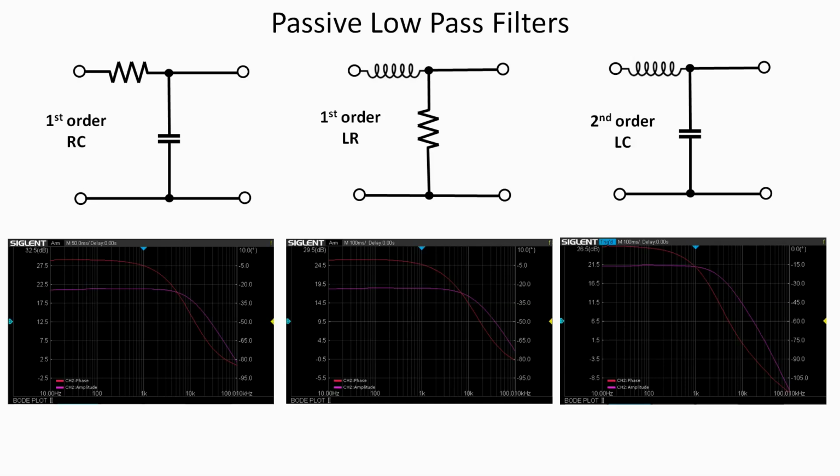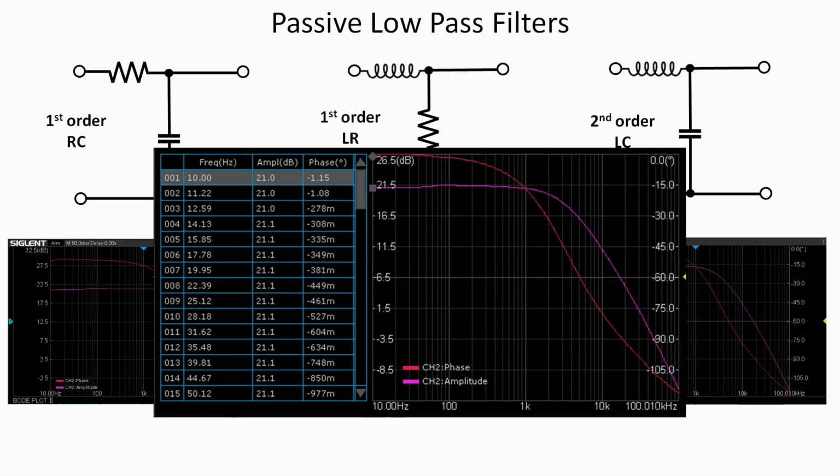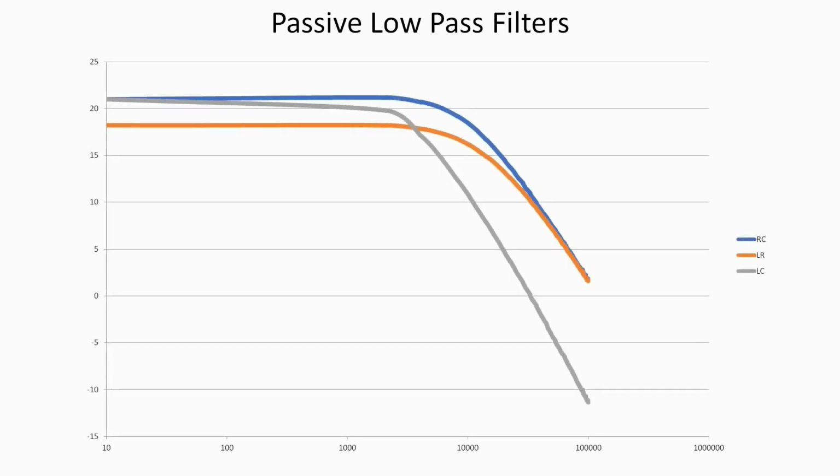One rather nice thing about my scope is that I can actually create a table of the 50 measurements, and I can export that as a CSV file. So I've taken the three plots and exported them, and I've put them into Excel, so we can now look at all three curves as an Excel graph instead.